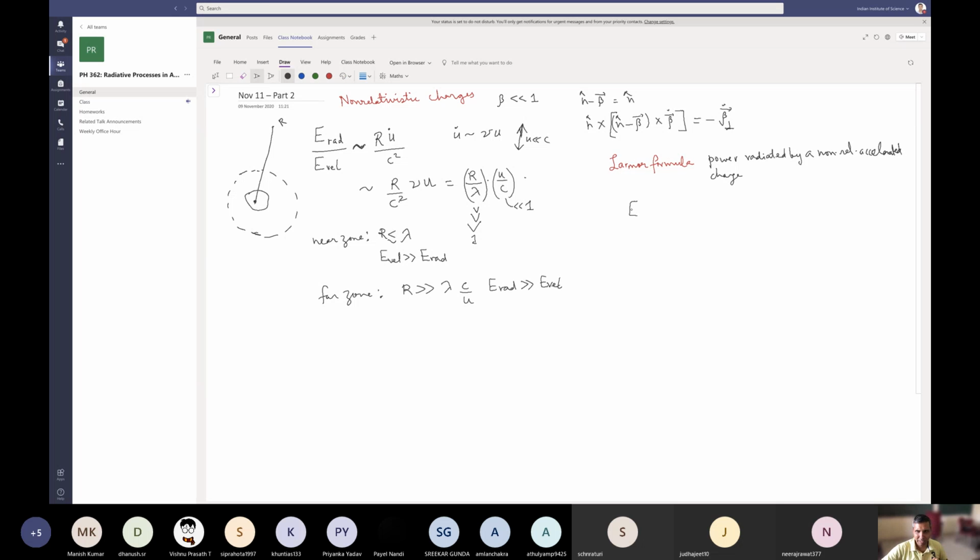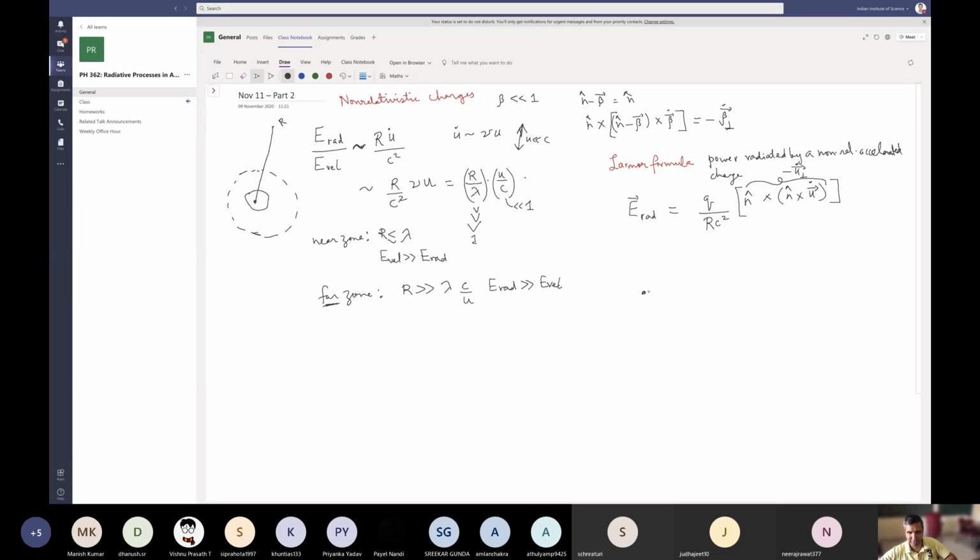So we have E rad equal to Q by R C squared, n hat cross n hat cross U dot. Okay, so this is the expression. This is just this, and this is nothing but minus U perp dot. So this is the electric field in the radiation zone, in the far zone, due to a non-relativistic particle of charge Q undergoing acceleration U dot. Okay, so let's look at how this looks.